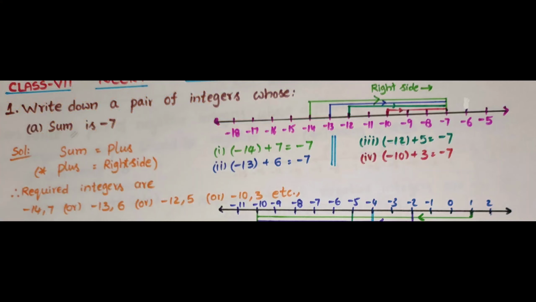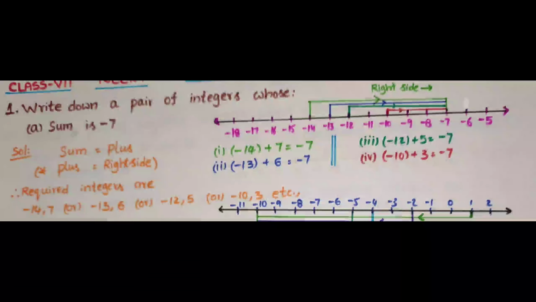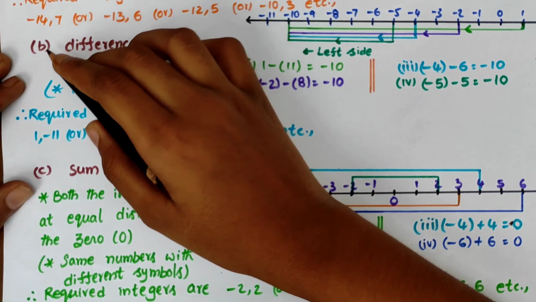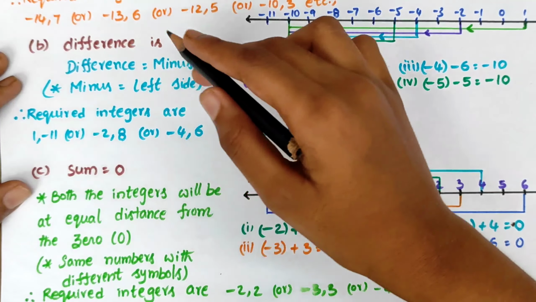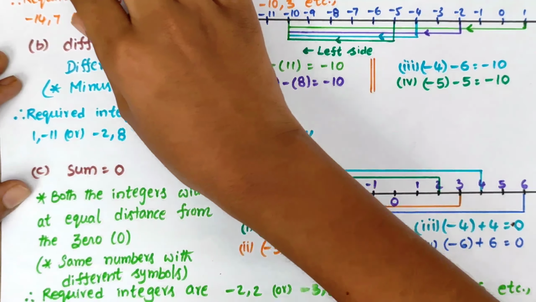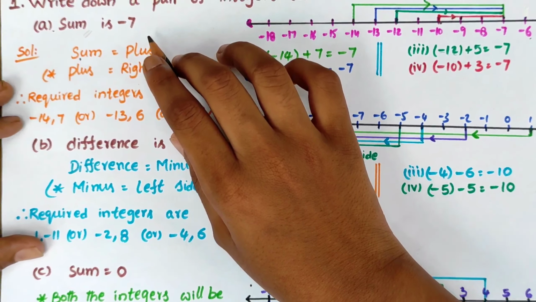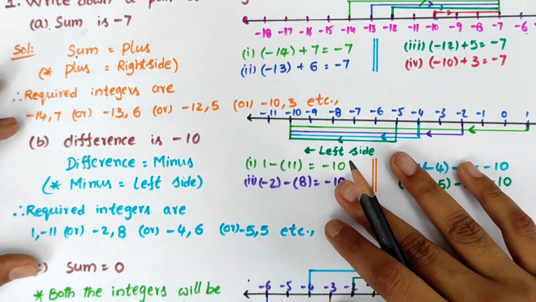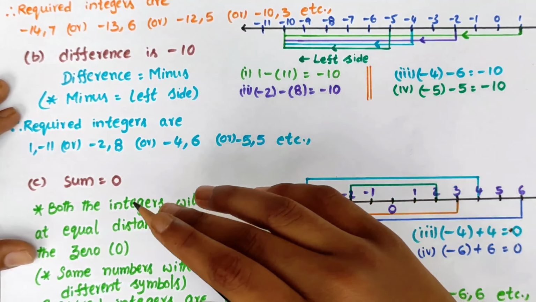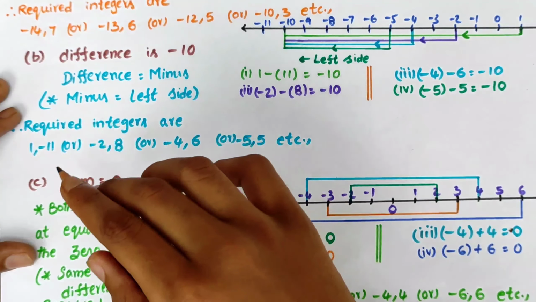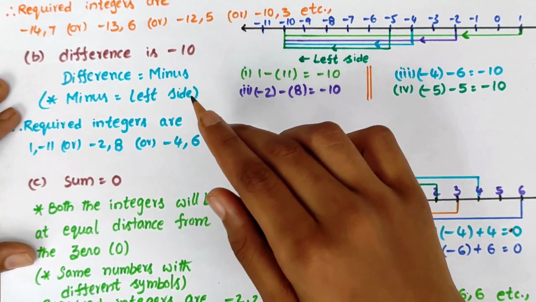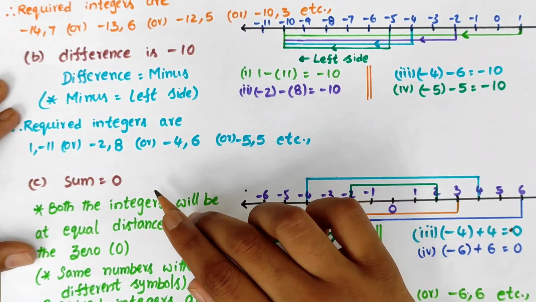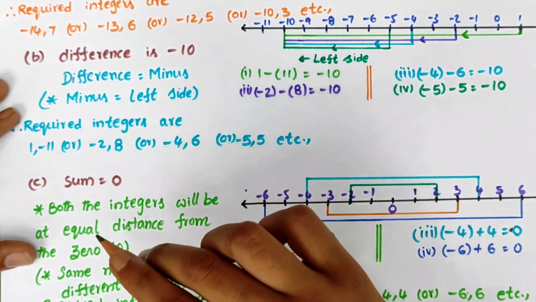Okay, friends, now let us see B bit. Difference is -10, that is, write down a pair of integers whose difference is -10. As we have seen that sum is plus, therefore difference is minus. Minus means left side. As sum is right side, minus is left side.